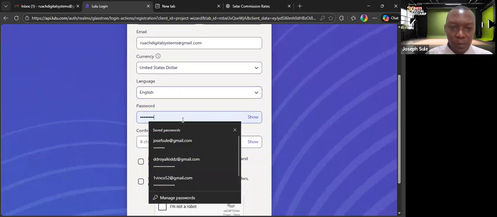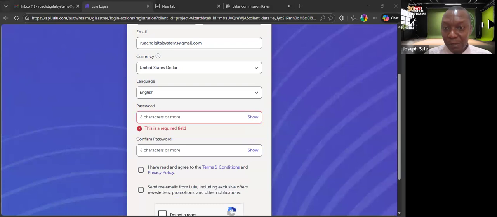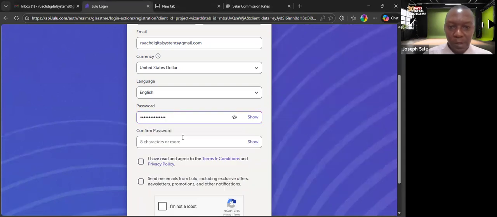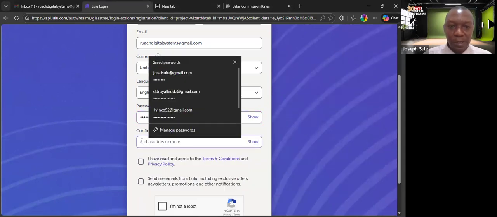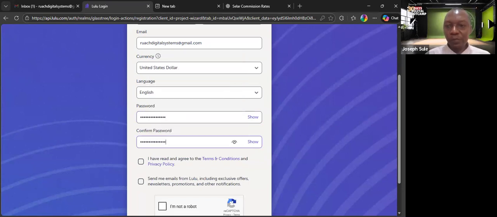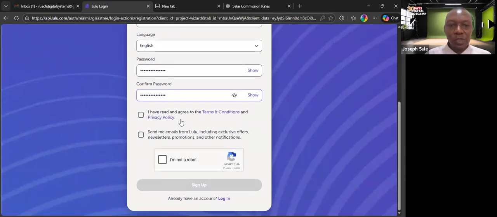Then password. This is my password showing, so let me erase it and go bring the password that my client gave me. He has his preferred password, so that's what I'm going to use. Okay, and I'll drop it there. And it says confirm the password. I'm going to drop it there as well. So next thing is to check this box that you have read the terms and conditions and privacy policy.